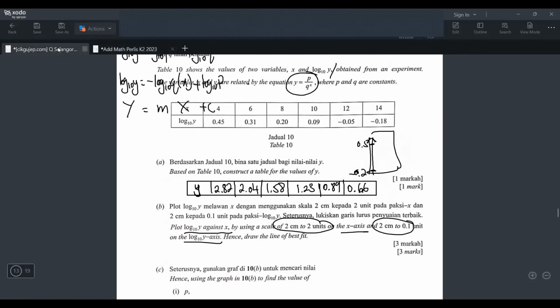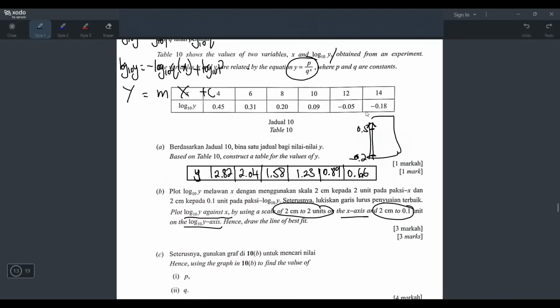But I want you to look at the y value. Can you see the y value is slowly going down, right? It means it's from 0.45 to 0.31. It means later when you plot, the line will look like this. It will go down like this, right? And later we need the y-intercept.